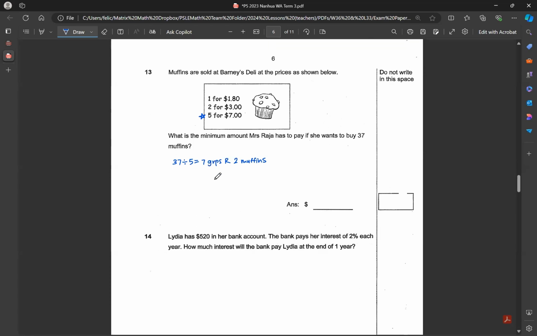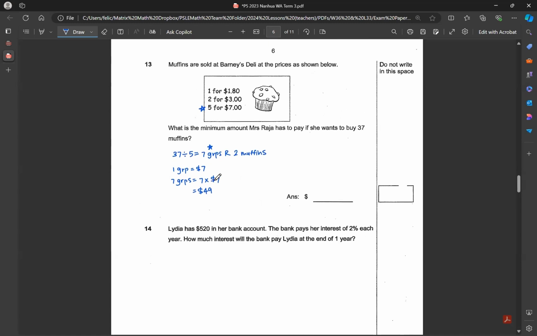Okay, now we're going to shift our focus to the amounts that she needs to pay. So in the 7 groups, how much am I paying in the 7 groups here? So 7 groups is the star here. I put a star so that you know it's this one. All right, so one group costs $7. So since I'm paying for 7 of those groups, means 7 times $7, 7 sets of $7, which is $49.